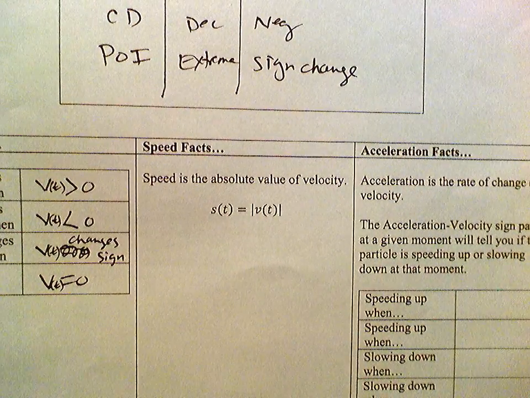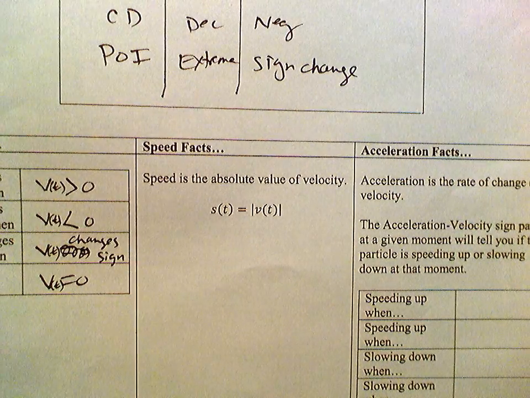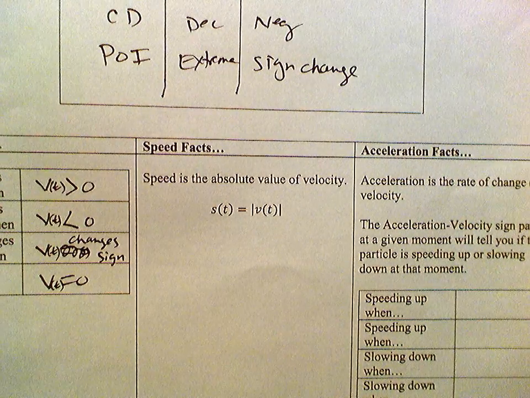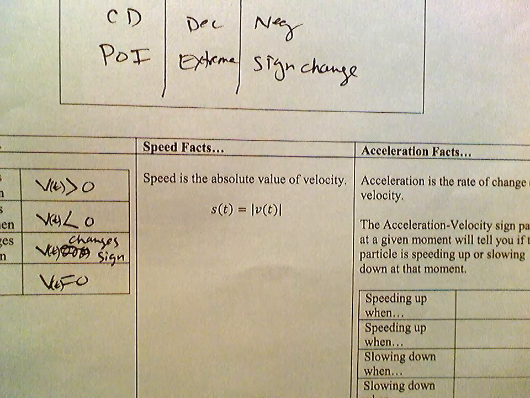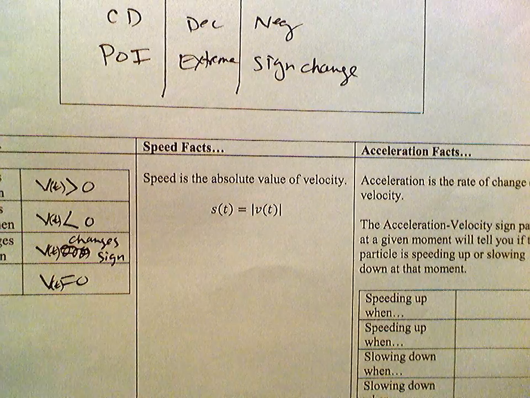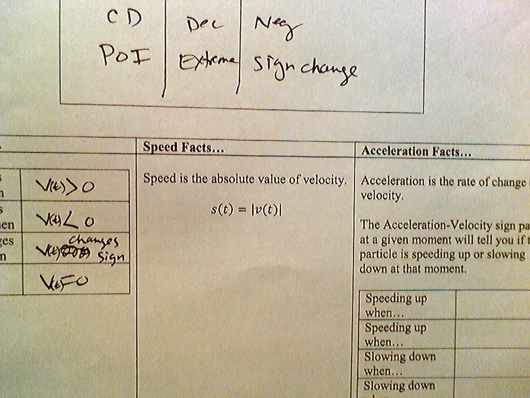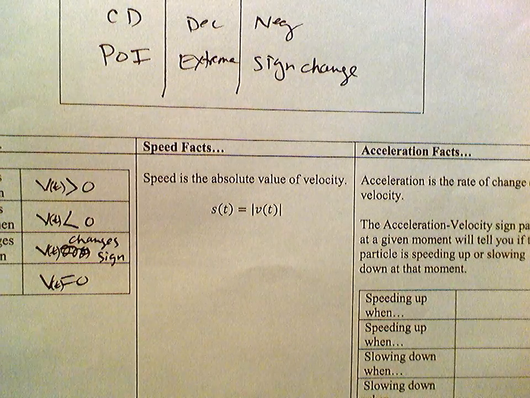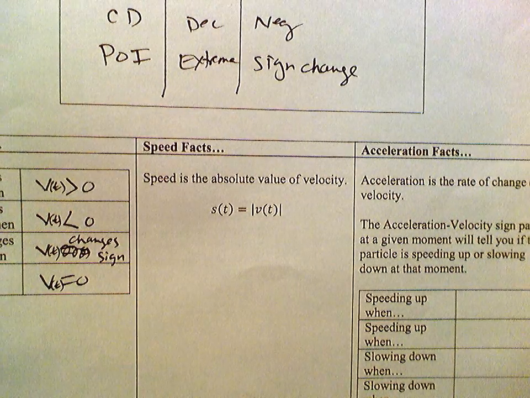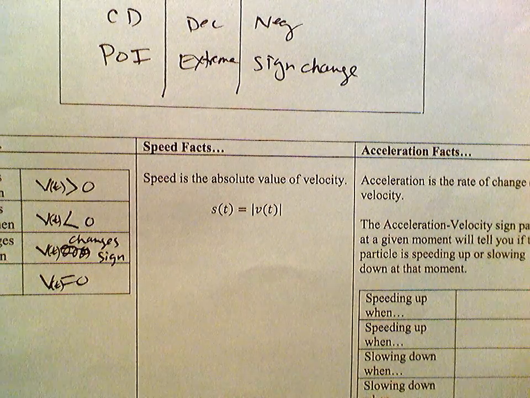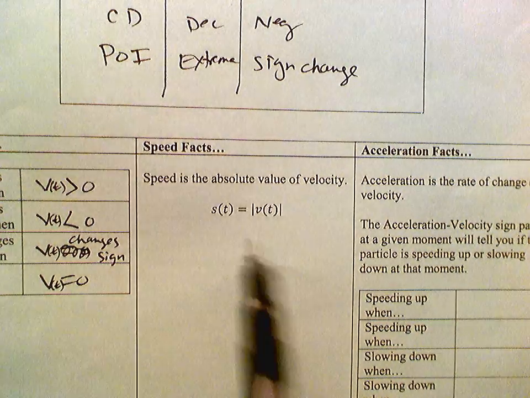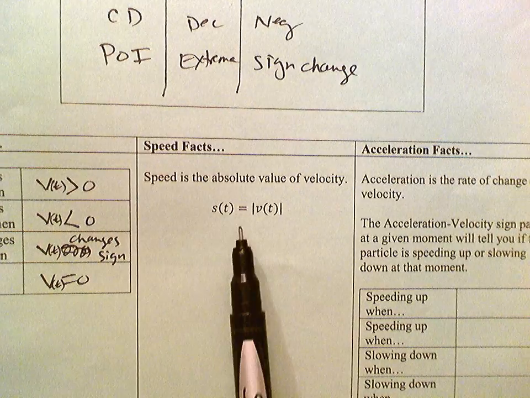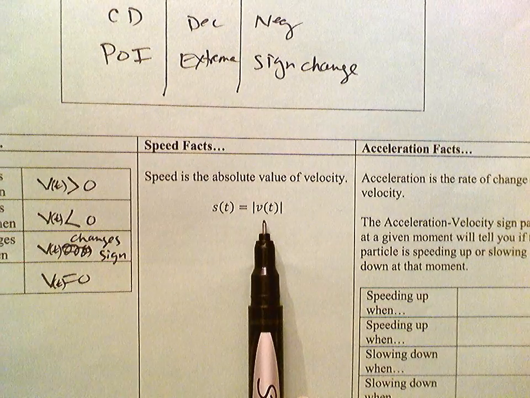Okay, so speed. Speed is the absolute value of velocity. Velocity and speed are not the same thing. Those of you in physics probably already know this, but velocity is a directed vector. It has direction, so if it's positive or negative, that tells you what direction you're going. Speed alone does not tell you. If I'm going 70 miles per hour, that says nothing about the direction I'm going in. Speed does not have direction, but velocity does. So speed, I'll call it s of t here, is equal to the absolute value of velocity.